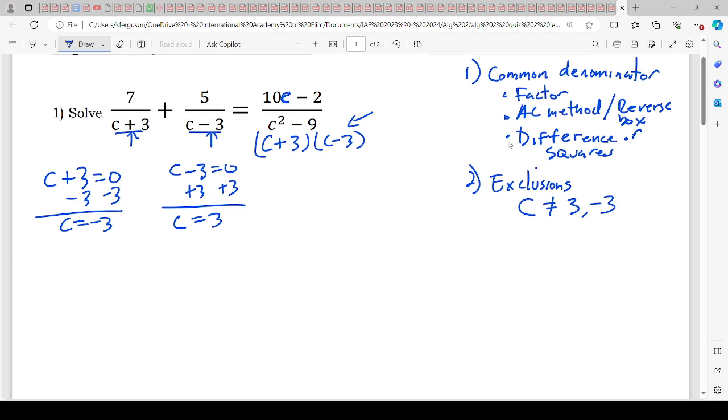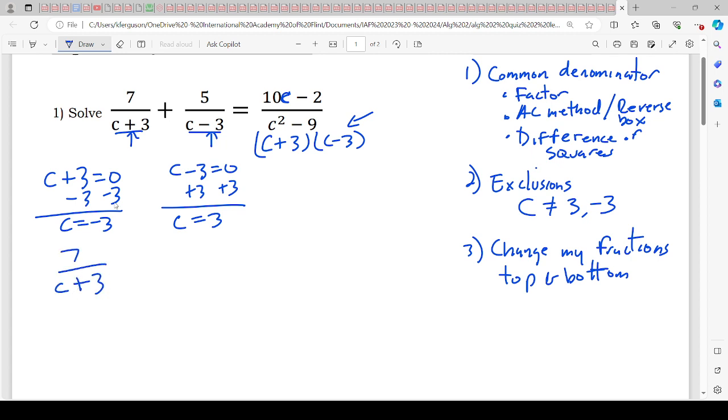After I do that, I go back to my common denominator and I change my fractions top and bottom. Now I say top and bottom to help you remember, because what am I doing? I'm taking the first fraction and I'm multiplying it top and bottom to give me my common denominator. This is C plus 3. So I need to multiply by C. Oops. I need to multiply by C minus 3, right? Because that's my common denominator, C plus 3 times C minus 3. So I need to do that top and bottom.